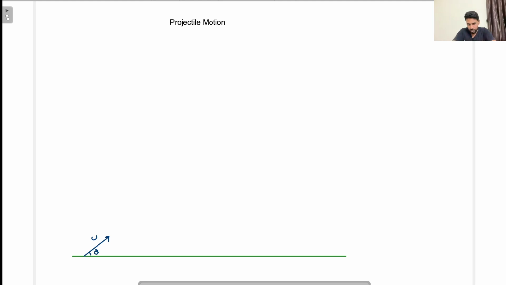Now the first thing that I'm going to do here is resolve this initial velocity vector into two components. This component that you're seeing here is going to be u cos theta, and this component, which is exactly vertical to the ground, making 90 degrees with the ground, is going to be u sin theta. So I have resolved my initial speed into two components. Horizontal component is u cos theta and my vertical component is u sin theta, because I have resolved my original vector.